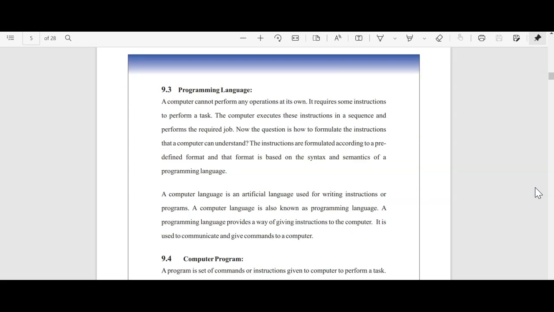So basically, just like a human language, a computer language also has some basic principles. A computer cannot perform any operation on its own, so it requires some instructions. Definitely, it's a dumb machine. It's an electronic machine, so it cannot think by itself. It needs some instruction to perform some task. So how can we give instructions? And what is the basic language of a computer? Can you answer? What do you think? What is the basic language of a computer?